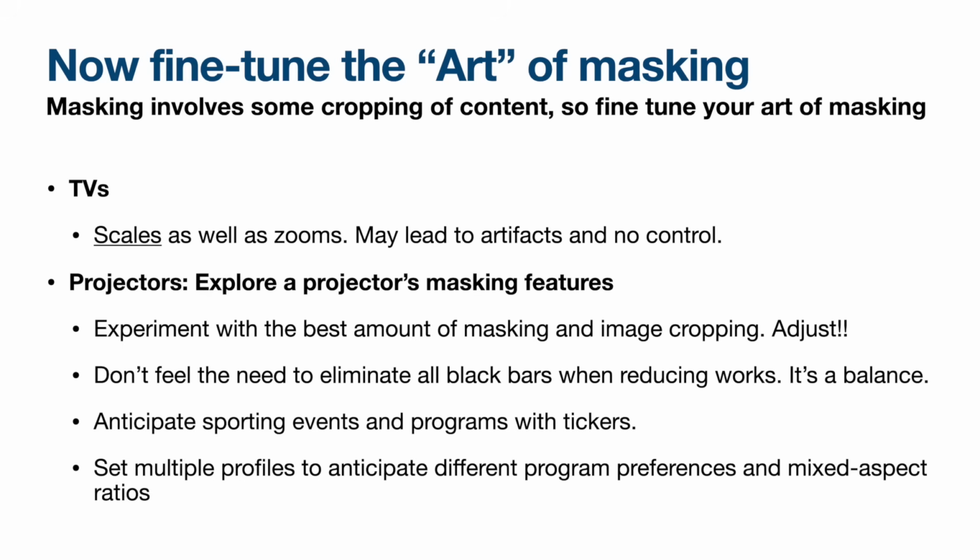The second point is don't feel the need to eliminate all the black bars when maybe just reducing the size works. Remember, it's a balance. If you like seeing more of the image and less of the black bars, you have total control over that. Third, remember to anticipate sporting events and programs that may have tickers either at the bottom of the screen or scores or other things at the top. So you might need to adjust how much of the masking you're going to do in that endeavor. And then finally, set multiple profiles to anticipate different program preferences and even mixed aspect ratios.